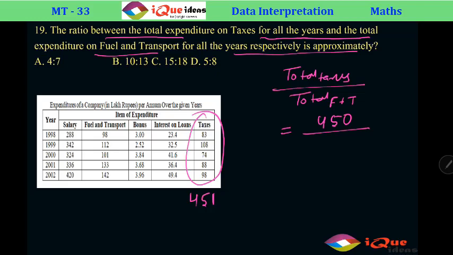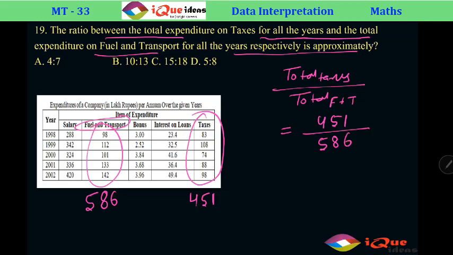Now divide by fuel and transport, which is this one. So add all of these. 8 and 2, 10 and 1, 11 and 3, 14 and 2, 16. Alright. 1 carry forward. 9, 1, 10, 11. 11 and 3, 13. 11 and 3, 14. 14 and 4, 18. So 8 here. Alright. Now 1 carry forward. 1 and 1, 2, 3, 4, 5. So it is 586. So 451 actually, this is 451. Okay. And divide by 586.